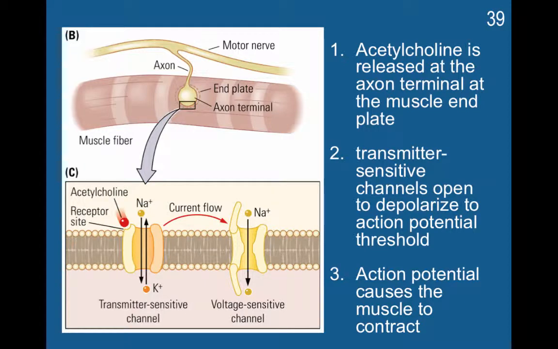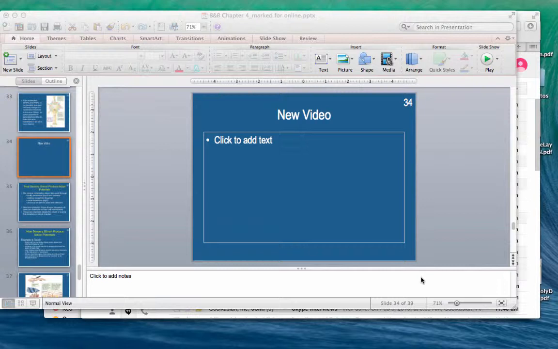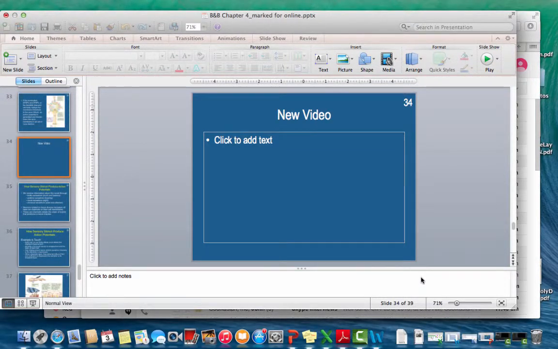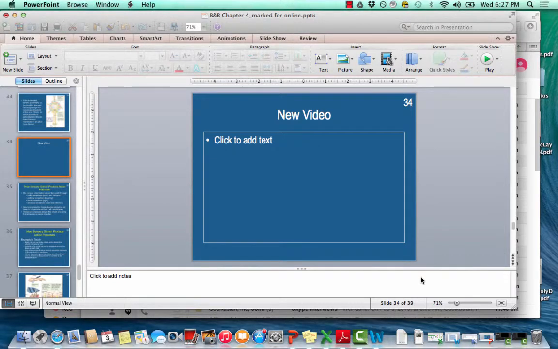This is actually the end of Chapter 4. This is the last slide. Next chapter, Chapter 5, we'll be going over how neurotransmitters are made, what types of neurotransmitters there are, and how they are used to communicate across neurons.